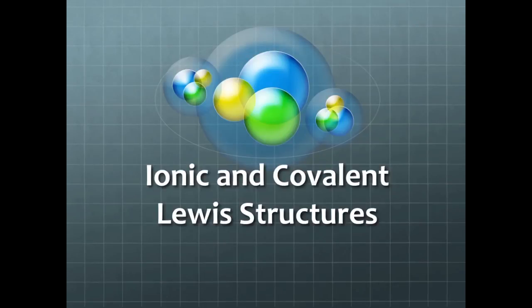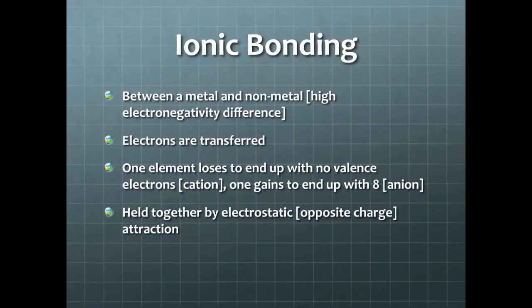So today we're going to learn about drawing ionic and covalent Lewis dot structures. For ionic bonding, it's always going to occur between a metal and a non-metal because they have a high difference in electronegativity. They've got a very different pull on their electrons. So electrons get transferred. One element is going to end up losing their electrons and end up with no valence electrons. That's going to be our cation. And one's going to gain electrons to end up with 8 electrons, and that's going to be our anion.